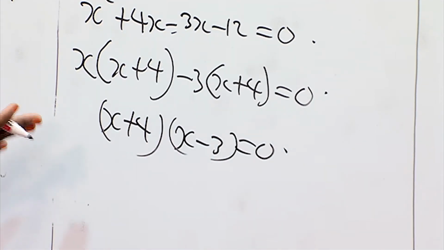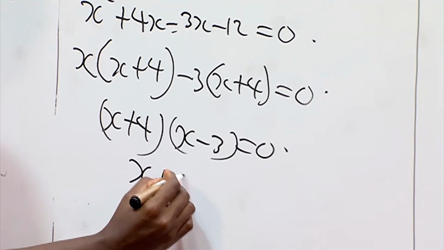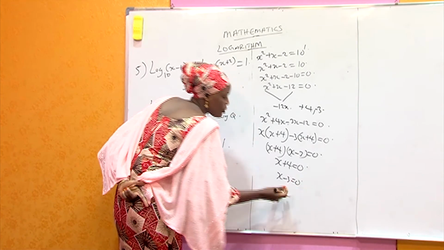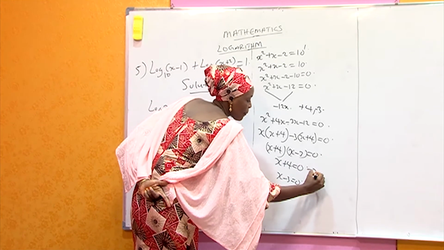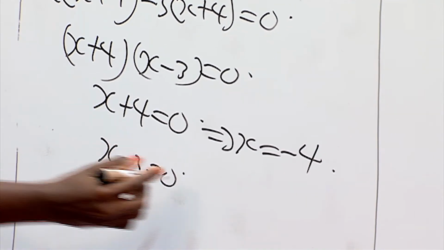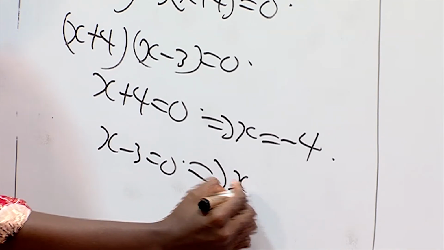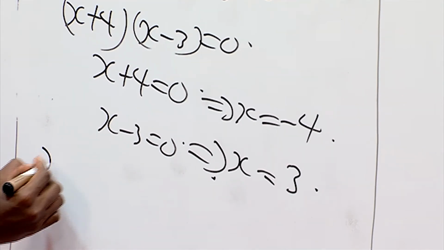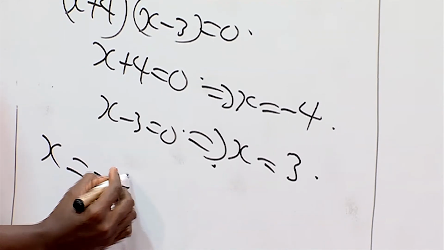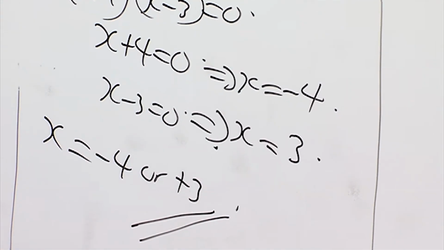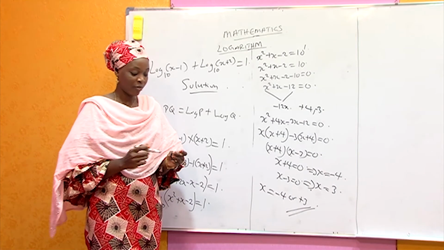So equating them one by one, x plus 4 equals 0, and x minus 3 equals 0. From here, our x will be equal to minus 4. And from here, taking minus 3 to the other side, x will be equal to 3. So the value of x is either minus 4 or plus 3. And this gives the final answer.